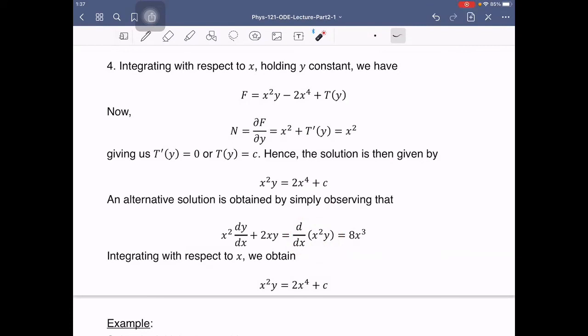Okay? Integrating with respect to x, we can still get the same solution. So we can have two solutions naman. Of course, hindi laging ganito, no? Kasi ito madali lang yung nangyari. Pero of course, pinaka-safe na solution is to use yung mga nagamit nating TOM.